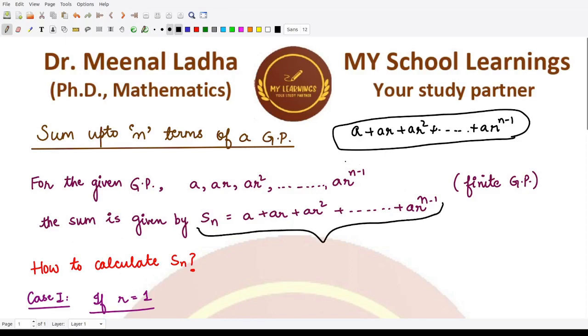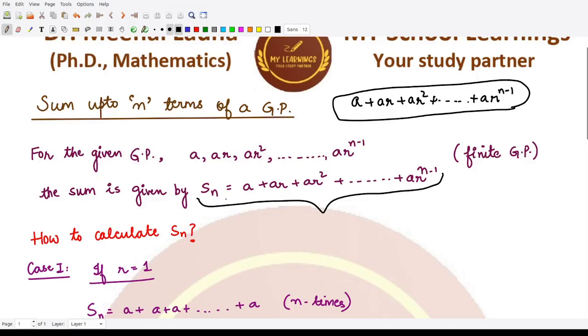Let's have a look. Now this value of Sn depends upon the value of r. You know, r is the common ratio, so it could have the value 1, it could be less than 1, it could be greater than 1. So in all the three cases, we have different formulas for Sn. Let's have a look at those formulas.